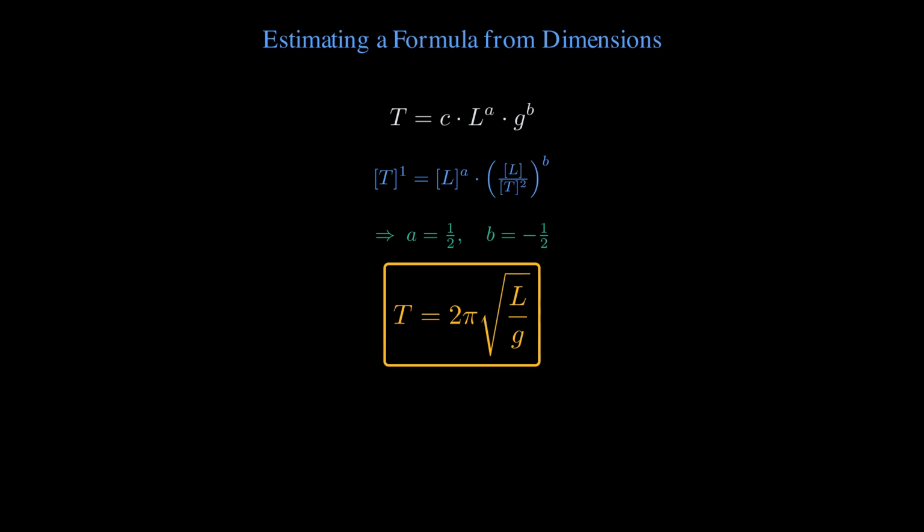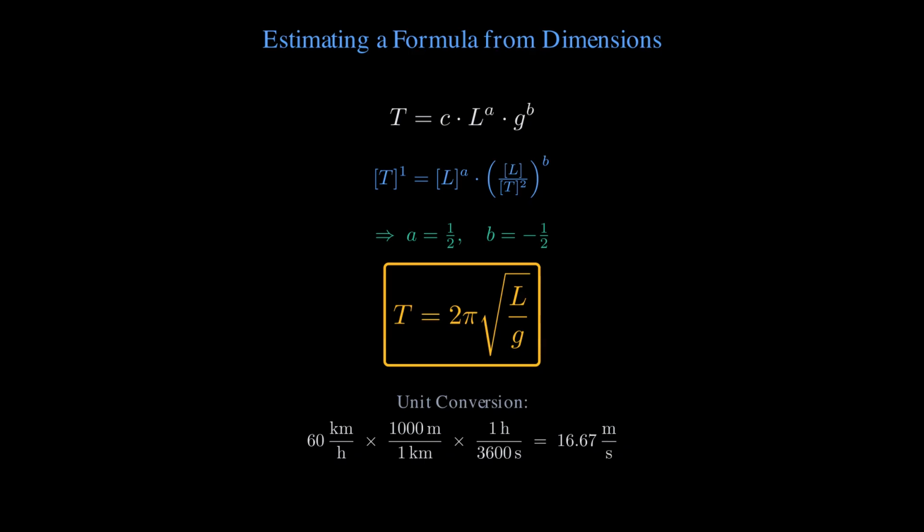The only combination that works is the period equals some constant times the square root of L divided by g. That constant turns out to be 2 pi, confirmed by experiment. This method does not give the exact answer, but it gets you remarkably close, using nothing but logic.